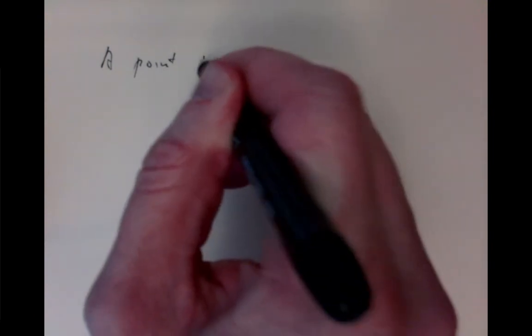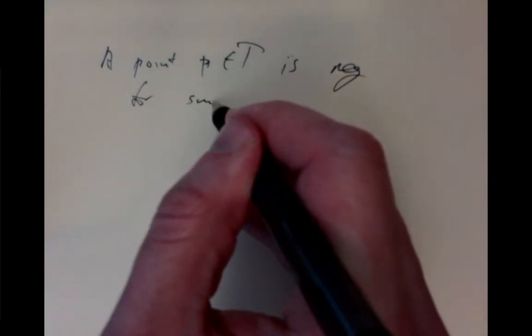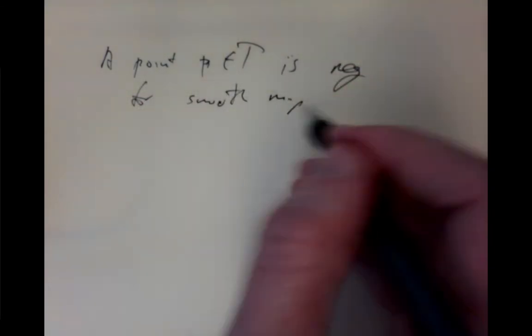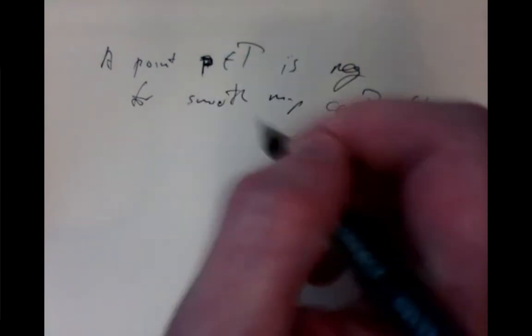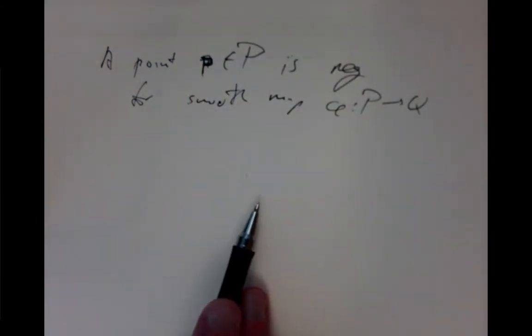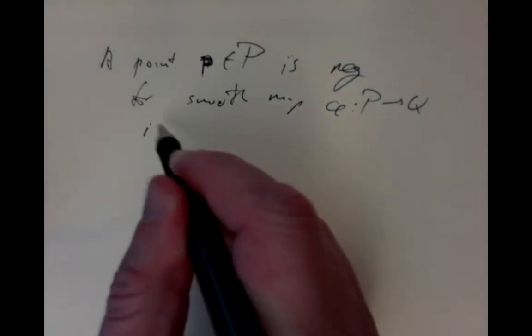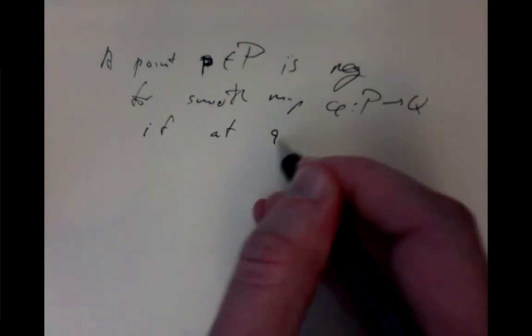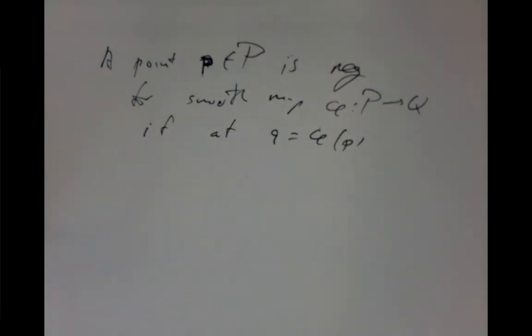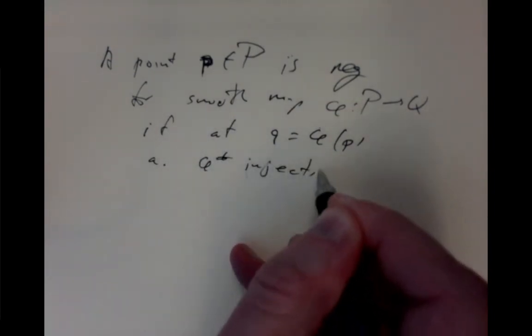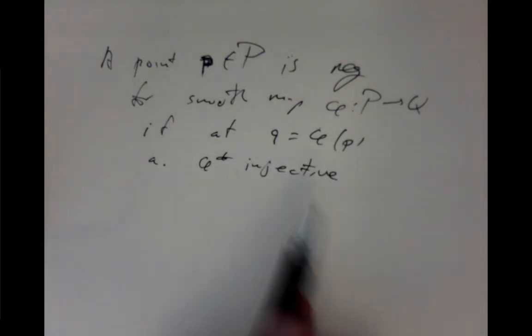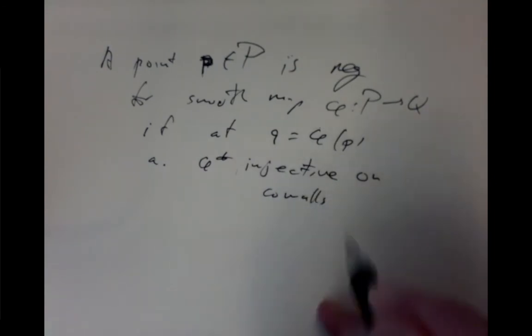So we need to have a notion of what that means in the context of corners. And we'll simply say that a point P in P is regular for a smooth map. So we have some smooth map phi taking P to Q of manifolds with corners now. Now we're allowing corners, so a point P in capital P is regular if at the corresponding point Q equal to phi of P down in the underlying manifold, we have the following. First thing is that phi star should be injective. And that's the condition of being full rank. It's injective on co-walls, but it's not just injective, it's injective on co-walls.